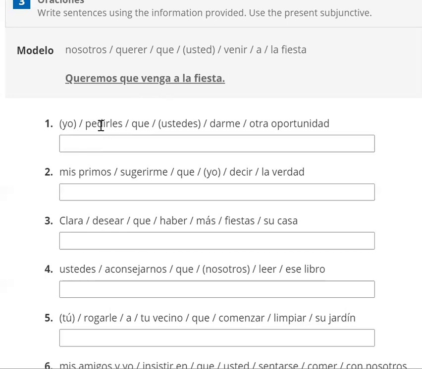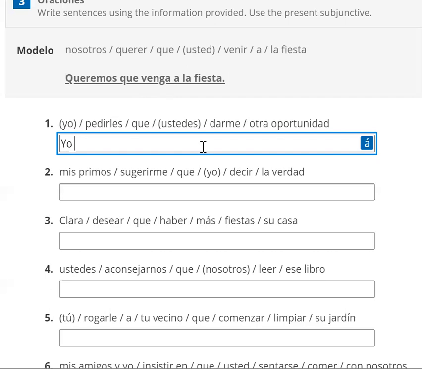So, yo with pedirles que ustedes darme otra oportunidad. We know with this one, we could probably leave off the yo, but I will just include it for now. Yo. And then we've got pedirles. We know we have to conjugate pedir, and this is going to be indicative right now because this is a verb of influence, or we're going to figure out whether it's a verb of influence, but whatever it is, we can't just start off with subjunctive. We need to have something to tell us to use a subjunctive. So this will be in the indicative, pido.